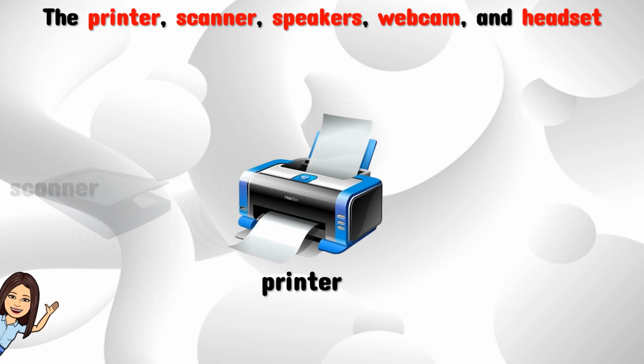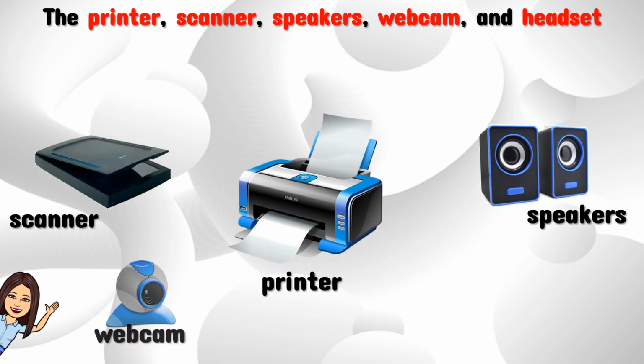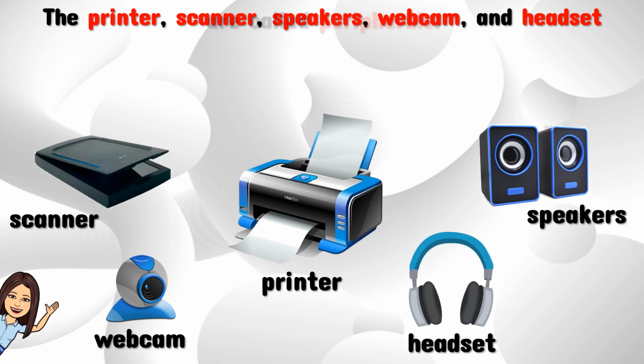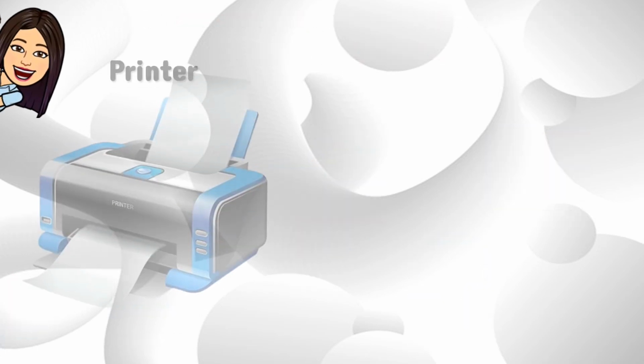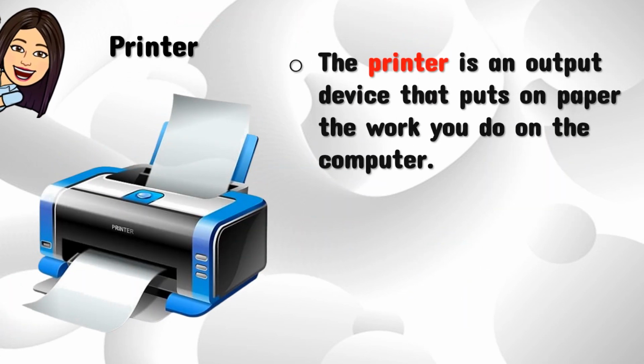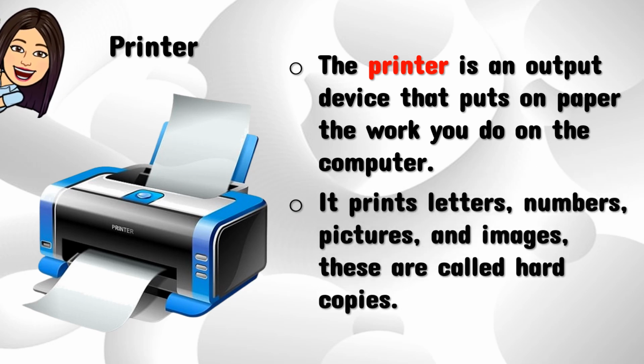The printer, scanner, speakers, webcam, and headset are called peripherals. They assist the computer do other tasks. Printer. The printer is an output device that puts on paper the work you do on the computer. It prints letters, numbers, pictures, and images, and these are called hard copies.